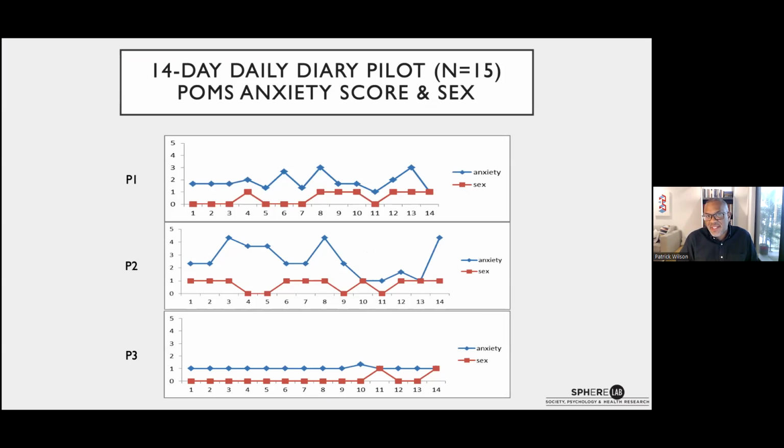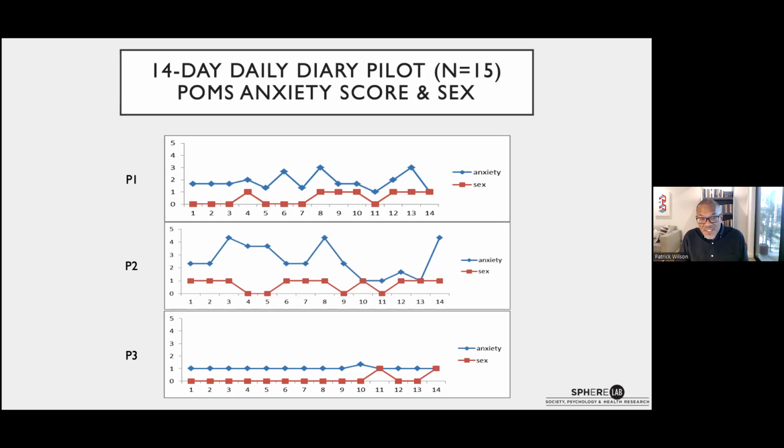This was a pilot that we did to inform a larger study. All we did is, for 14 days, ask folks to let us know if they had sex, and we also tracked their anxiety levels using the Profile of Mood States. There are 3 participants, 3 profiles here, and you can see that these are very different in some ways. For P1, the anxiety and sex almost track each other, so if there's an uptick in anxiety, there seems to be potentially more sexual behavior.